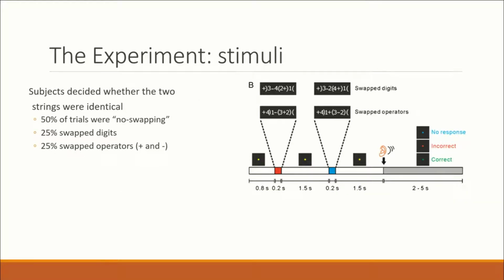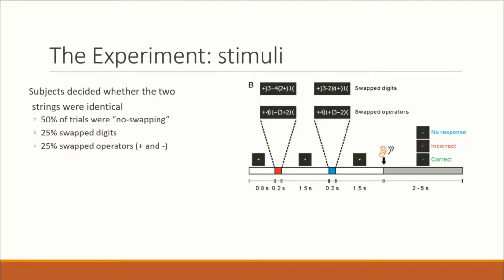So for the actual task, when the subjects are either under fMRI or MEG imaging, they first view the yellow dot on the left side of figure B. From there, they're briefly presented with a mathematical string, and then the screen changes back to the yellow dot, and then they're presented with a second mathematical string.